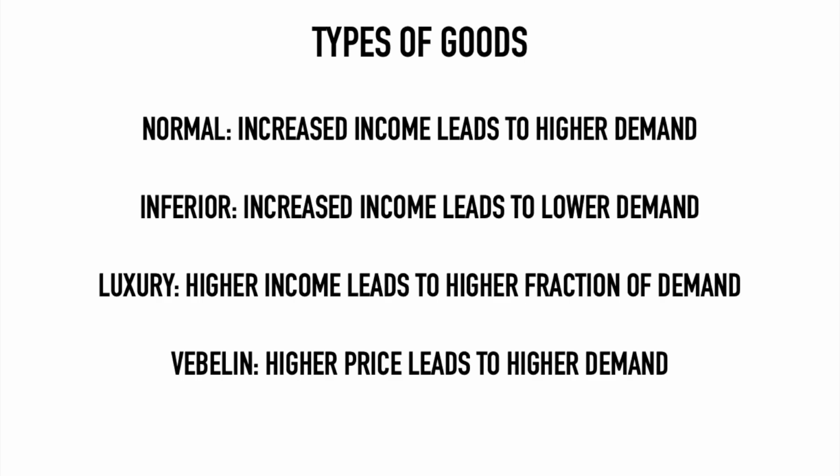A normal good acts how you'd normally expect. As income increases, there's a higher demand for that good. And this is generally how most goods are. Just think of a good where, as you make more money, you'd be more likely to buy some. This would be things like clothes, items for hobbies, maybe certain snacks or foods that you like.